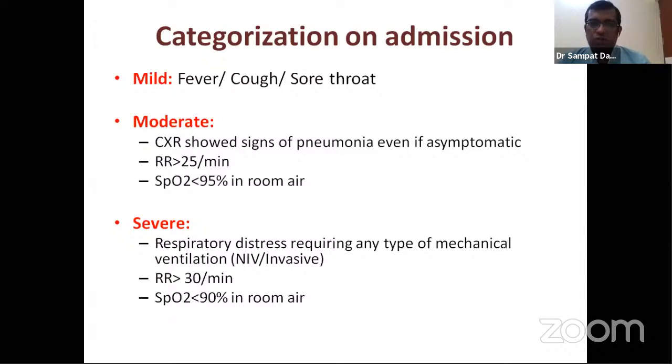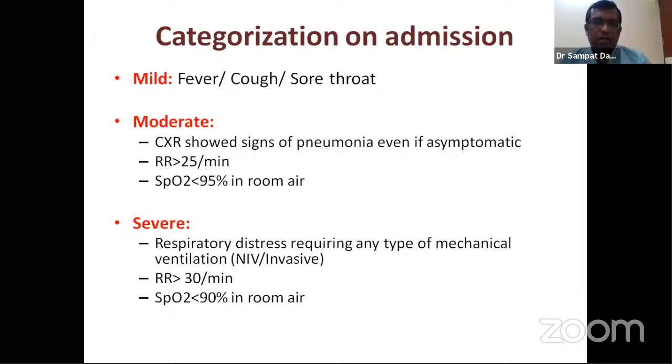That is, a patient having upper respiratory tract infection symptoms. Moderate is where the chest X-ray shows signs of pneumonia, or there are infiltrates on chest X-ray, but the patient may be asymptomatic also. But the X-ray findings are suggestive of a moderate lesion. A patient having respiratory rate more than 25 per minute and saturation less than 95% in room air is a moderate case. Severe is any person requiring any type of mechanical ventilation, whether non-invasive or invasive, and a patient having respiratory rate more than 30 per minute or saturation less than 90% in room air. So this is how we classify patients of COVID into mild, moderate, and severe.